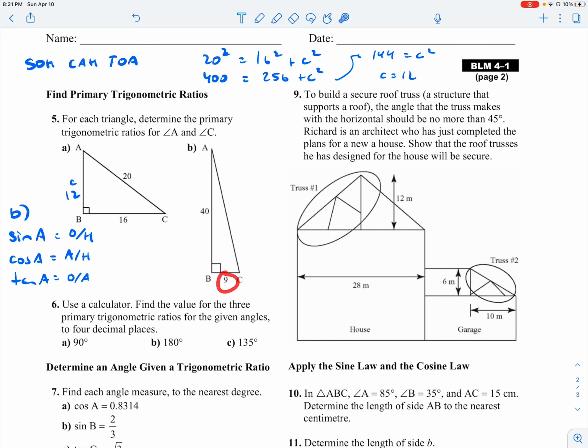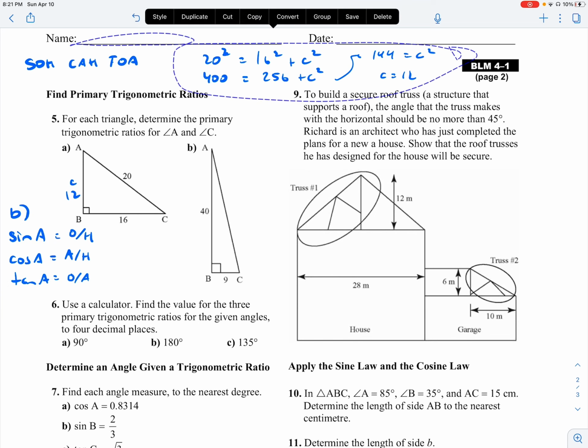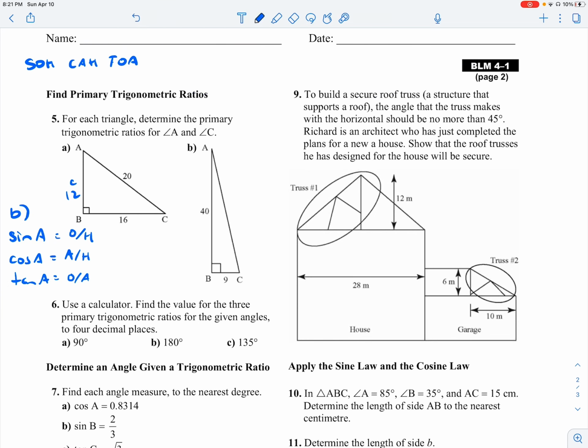So we have 9 here, we have 40 here. We need the hypotenuse. So let's call our hypotenuse B, because it's opposite to angle B. So we can say B squared equals 40 squared plus the other side length squared, 9 squared. So 40 times 40 is 1600. 9 squared is 81. So we have B squared equals 1681.